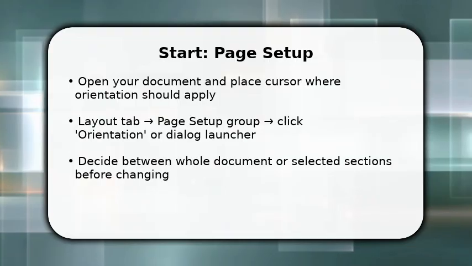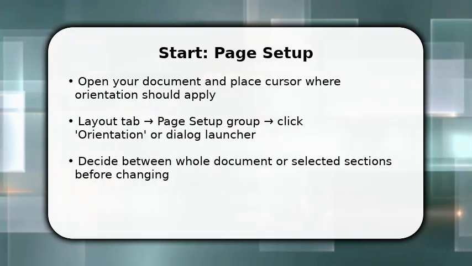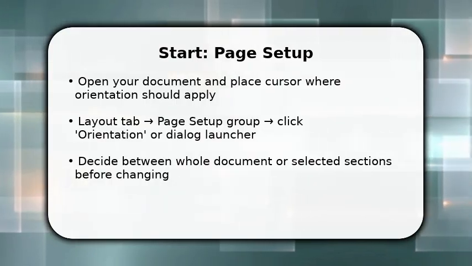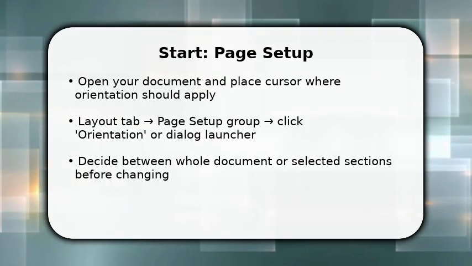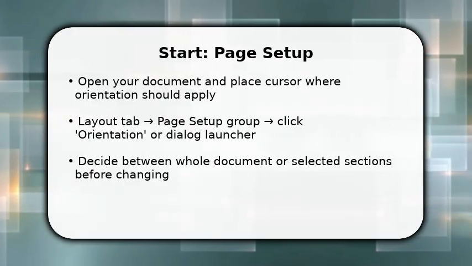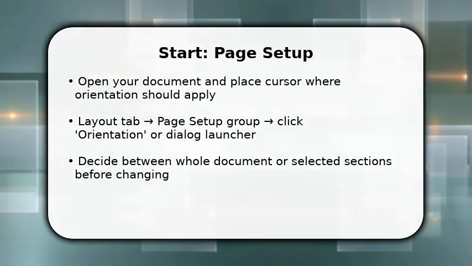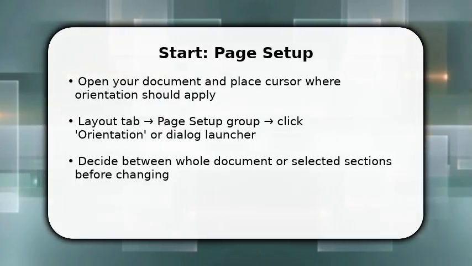If you only want certain pages changed, select the text or insert a section break first. This tells Word where the new layout should apply. Once done, confirm the scope using the dialog's Apply to menu. This step switches the visible page proportions, so wide content fits better.